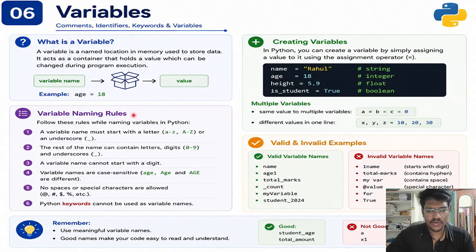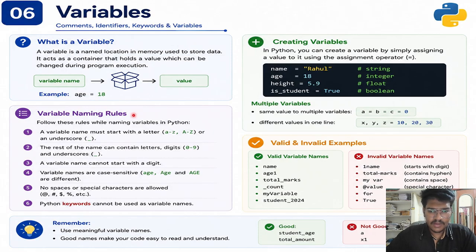Now, how to create variables in Python. In Python, you create a variable by simply assigning a value to it using the assignment operator, which is the equal to operator. You don't need to specify what type of data it is. Python figures it out automatically. For example, age is equal to 18, so it is an integer. Name is equal to Rahul, so it is a string. Height is equal to 5.9, so it is a float. is_student is a boolean.